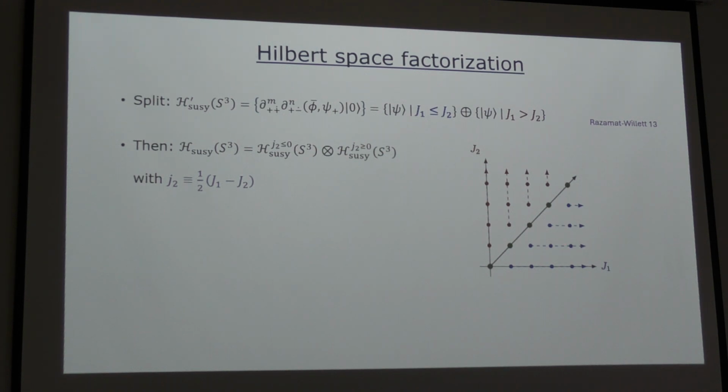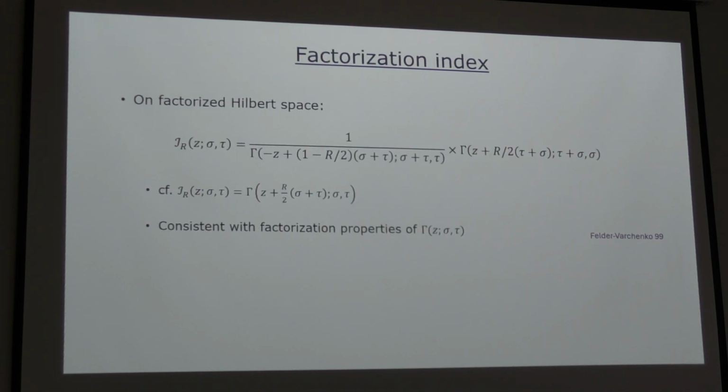Anyway, but that is in there. Okay, so now I have this factorized Hilbert space. I can perform this trace again. And I can just use the identity that the trace over two Hilbert space factors becomes the product of traces over the separate factors to get a factorized expression for the index, which again is expressed in terms of this elliptic gamma function.